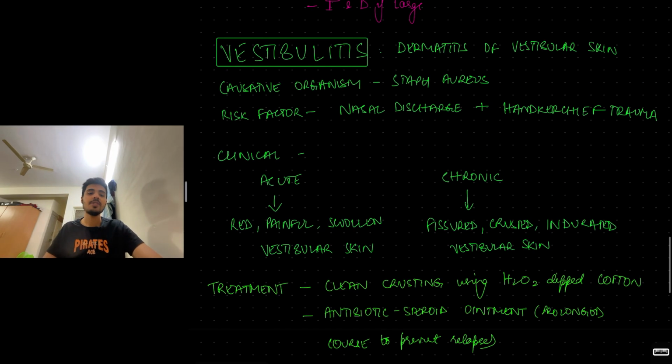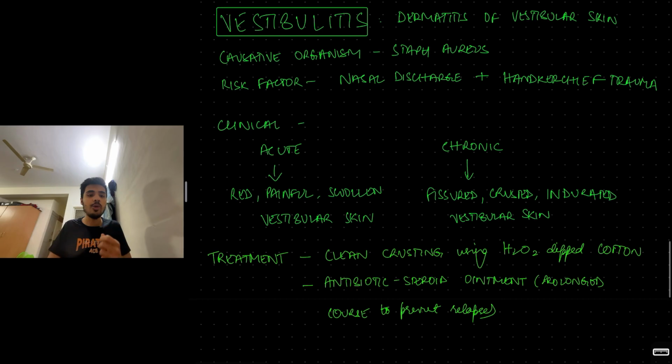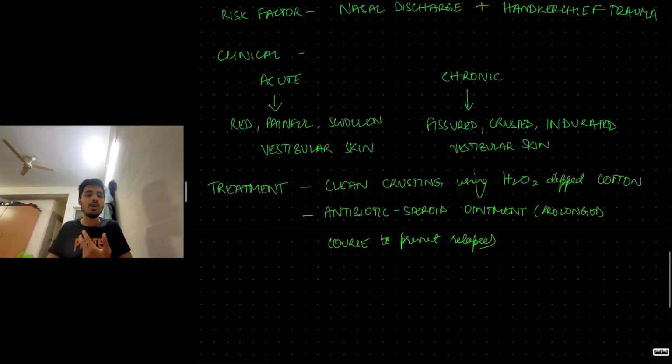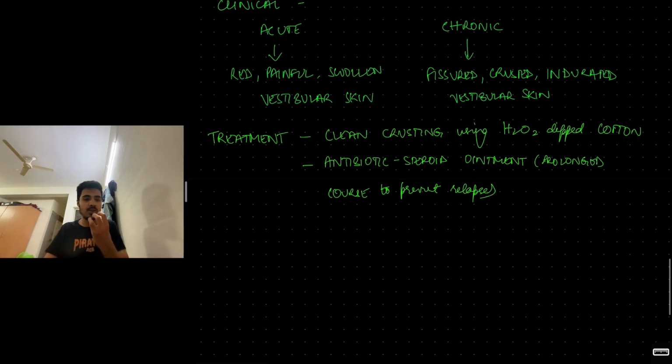So vestibulitis is the dermatitis of the vestibular skin due to Staph aureus. Risk factors are nasal discharge because of rhinitis, etc., along with handkerchief trauma. Acute means you'll have acute inflammatory signs like red, swollen, tender vestibular skin. Chronic means you'll have more of fissuring, crusting, and induration of the skin. How will you treat it? First, you'll remove all the crusts using hydrogen peroxide dipped cotton, and then you'll give antibiotic steroid ointment to eliminate the infection, but you should give it for a prolonged duration to prevent relapse.